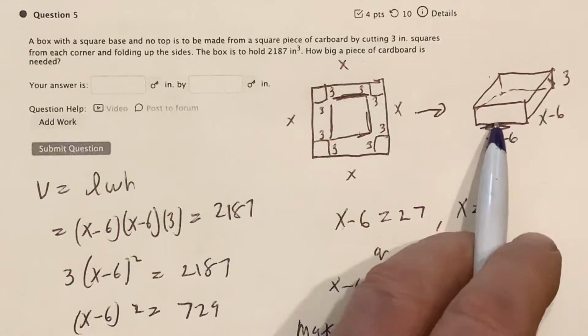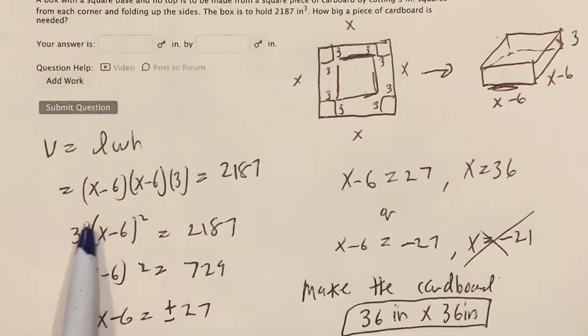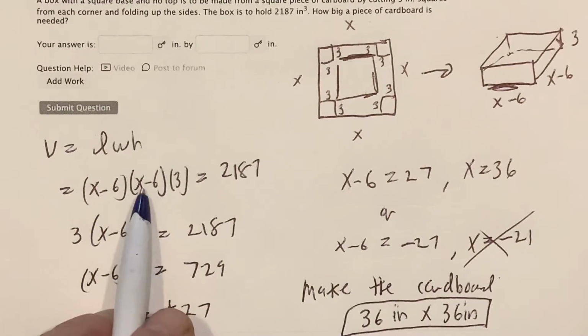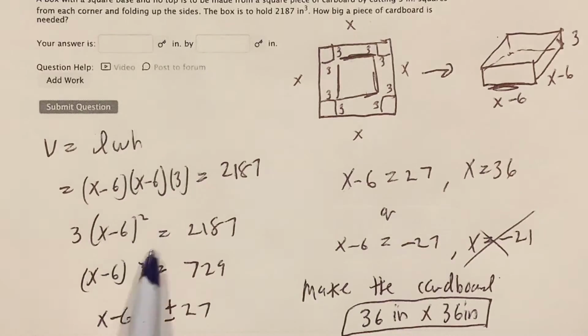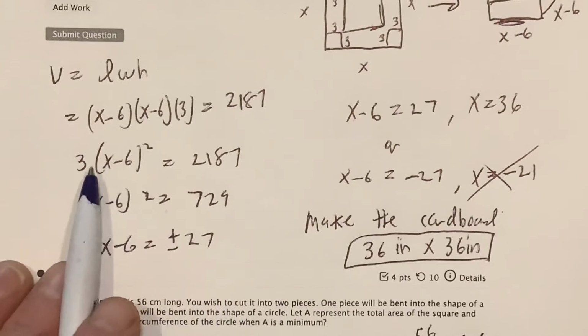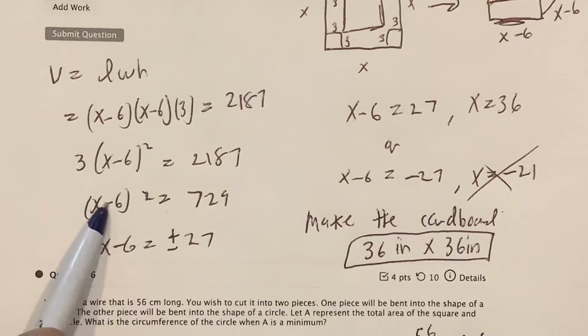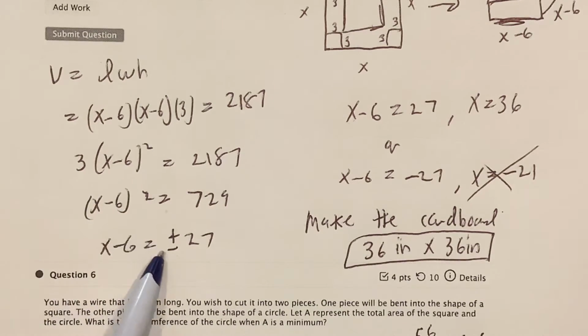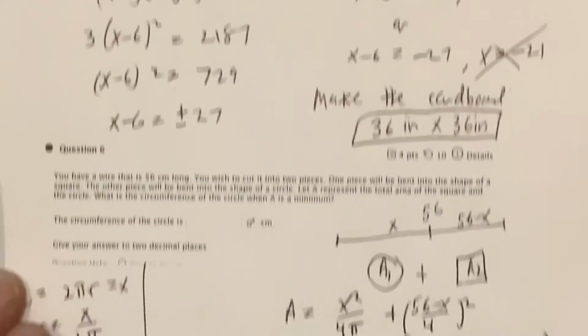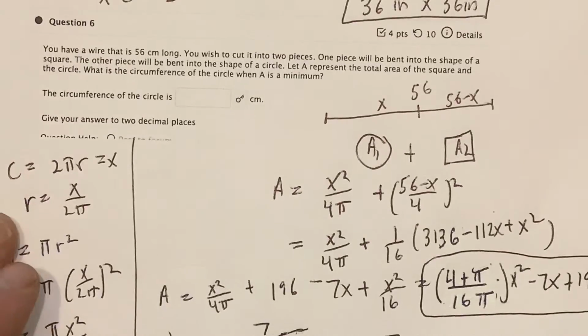So the volume is length times width times height, which is going to be this. And so this is what you get. Now, it turns out the best way to solve this is not to multiply it out, it's to divide by 3 and take the square root. I'll let you follow the steps. If you just hit the pause button, you can see this is the answer. Make sure you answer the question. This one is the one everyone had trouble with.